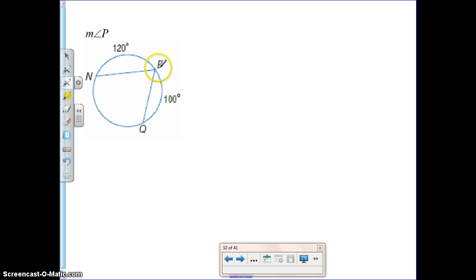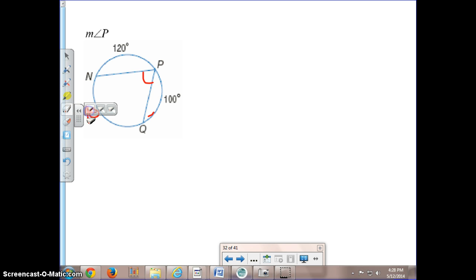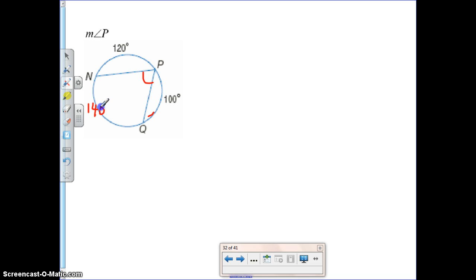And here I've got an inscribed angle. If we're trying to find the measure of this angle, we're going to have to use the sum of these arcs on the outside, knowing that all of the arcs will add up to 360. So if so far they add up to 220, we know that 360 minus 220 is 140, which means this arc, NQ, is 140. Let me erase that and try that again. So this arc is 140. So half of 140 would mean that this angle would be 70.